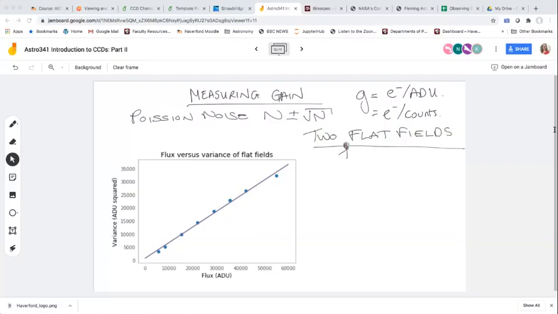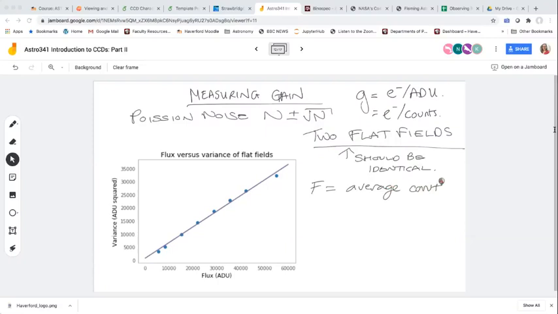I guess I'll write this. They should be identical: same filter, same exposure length, same conditions for taking them, same temperature, everything. Just take them one after the other. Let's say that F is the average flux in them. So we just take the average of the two. So this is the average count.